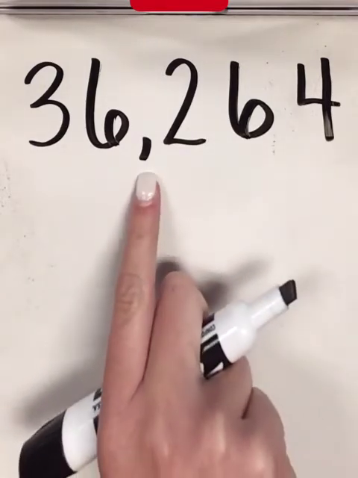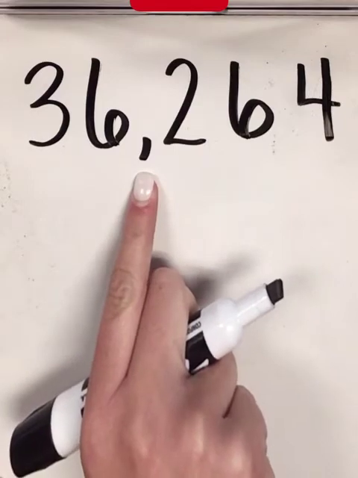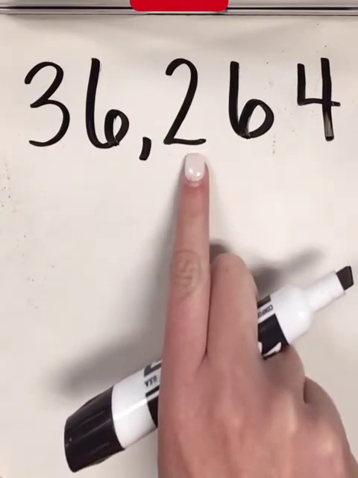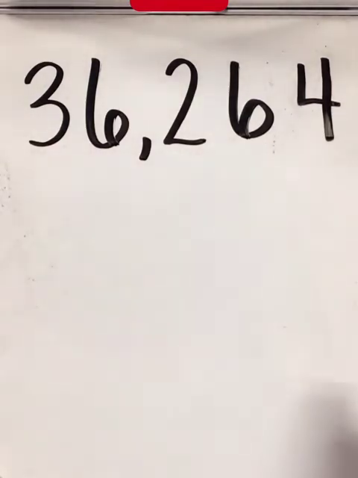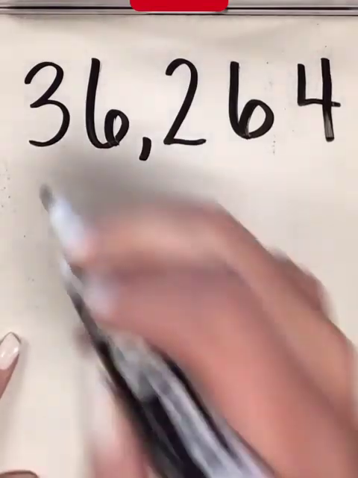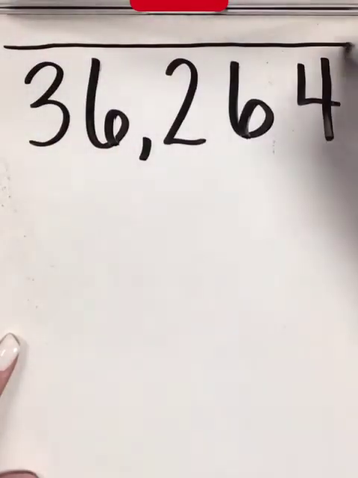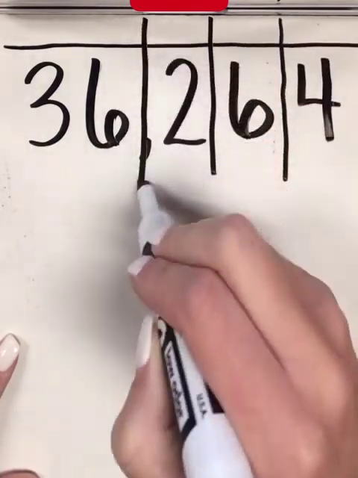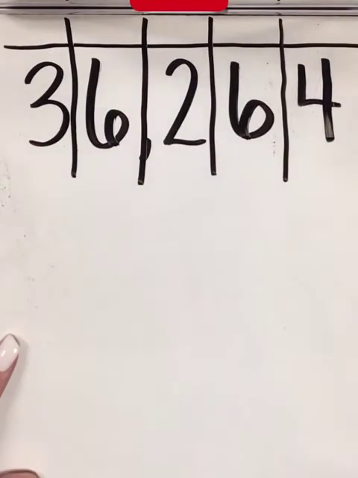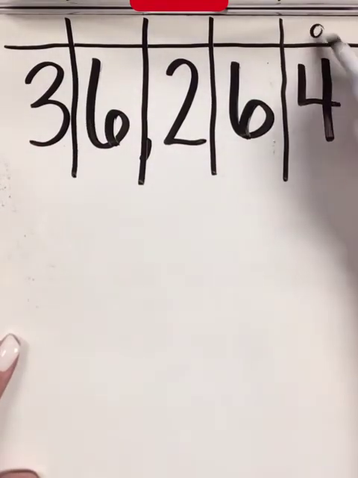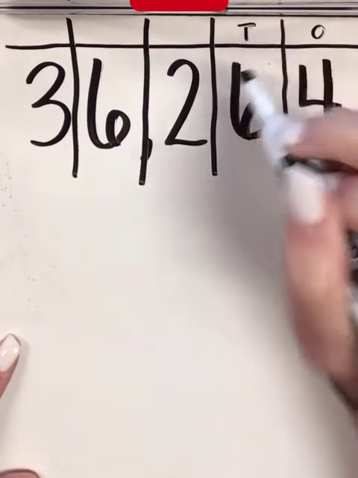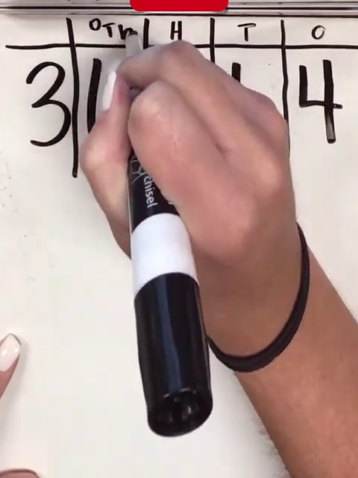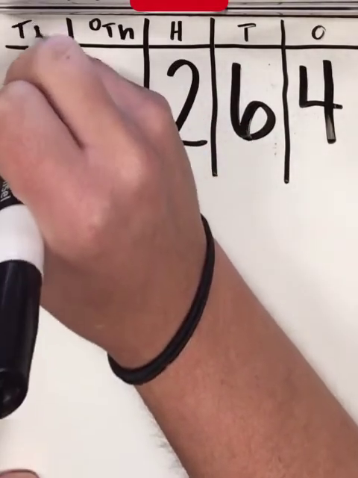36,264. So when I get to my comma, that is when I say the word thousands. So the first thing I have to do is I need to make my place value chart. That is always my very first thing that I do, because it will help me get through all of the things that I need to do. So this is my ones place, my tens, my hundreds, my 1,000s place, and my 10,000s place.